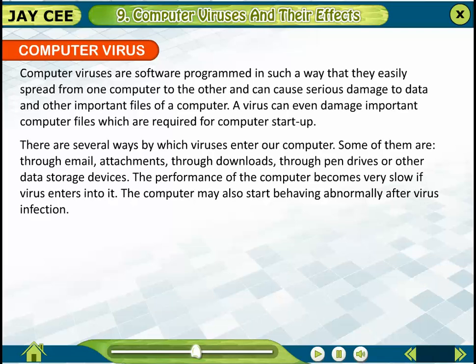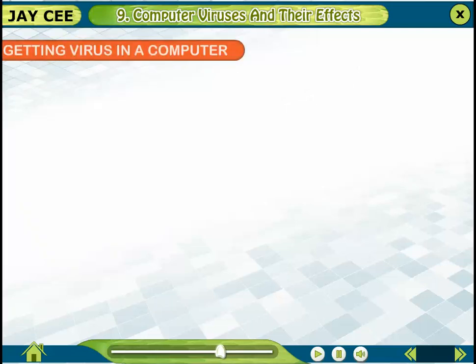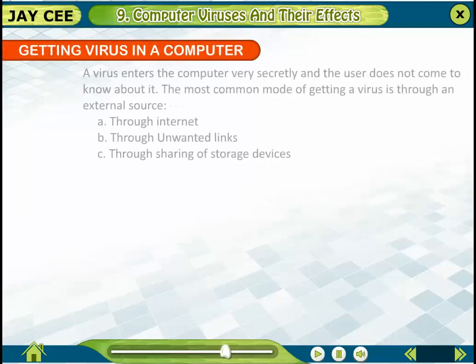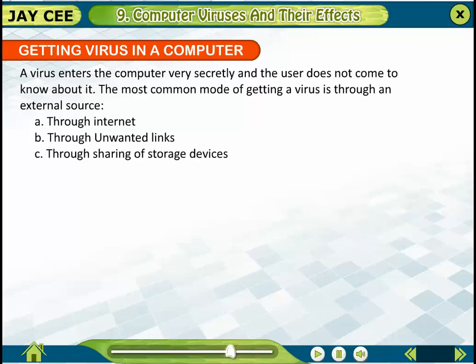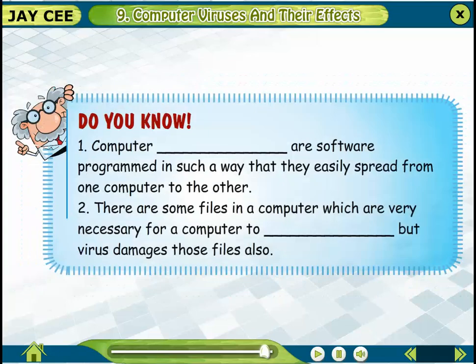The performance of the computer becomes very slow if a virus enters into it. The computer may also start behaving abnormally after virus infection. Getting virus in a computer. A virus enters the computer very secretly and the user does not come to know about it. The most common mode of getting a virus is through an external source, through the internet, through unwanted links, through sharing of storage devices. Do you know?